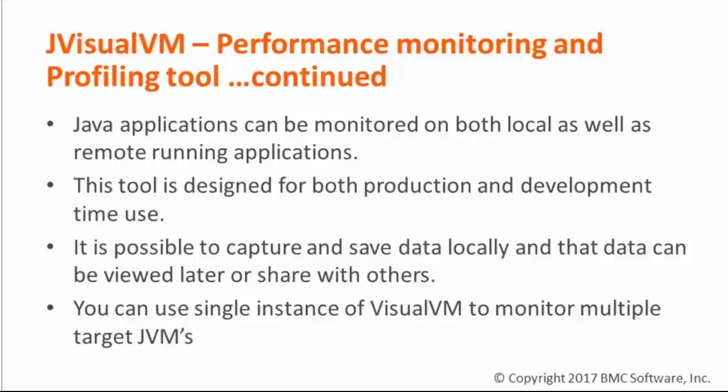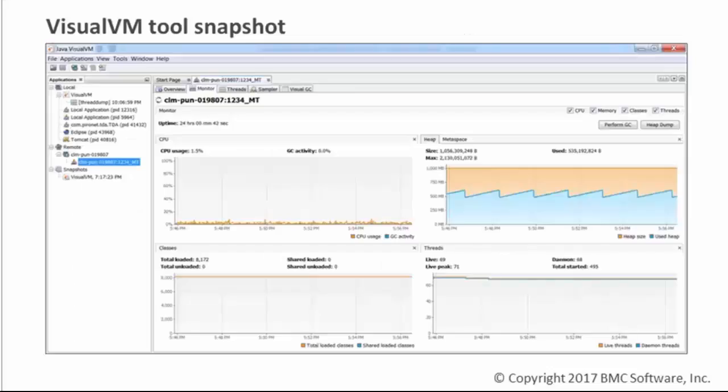Also it is possible to capture the data with this tool and save it locally, and we can share it later with anyone who is going to analyze that data further. So that is also an advantage. And another advantage is that one instance of JVisual VM can be connected to multiple Java applications for monitoring, and vice versa. Like we can connect to a single Java application using multiple instances of JVisual VM. So these are a few features which I have mentioned here about the JVisual VM tool.